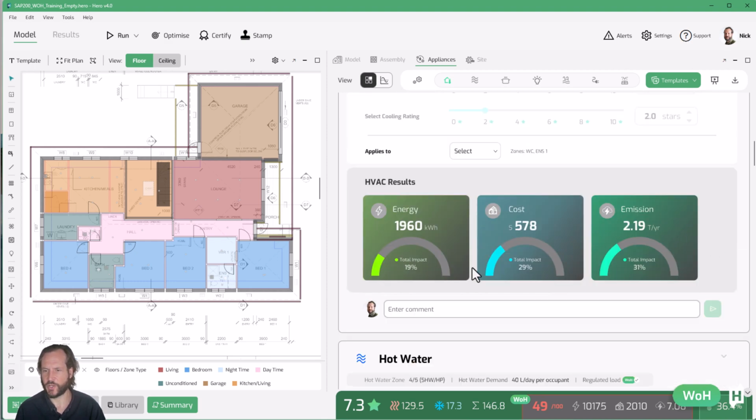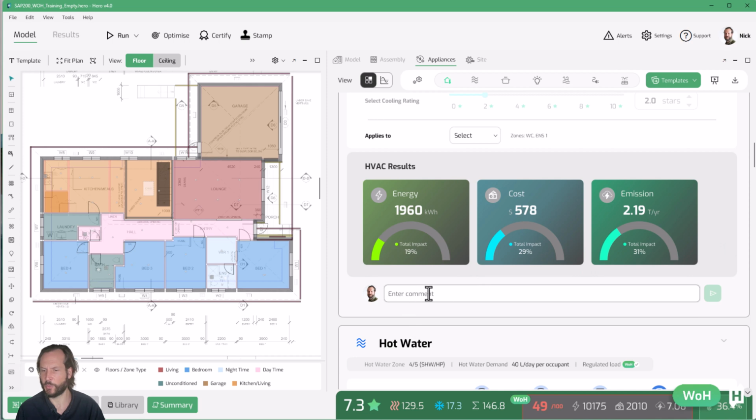We've got our energy results. We can see the impacts here in terms of energy, cost, and emissions of HVAC. You can even use this handy little comment section to add further recommendations and tips or suggestions to your clients.